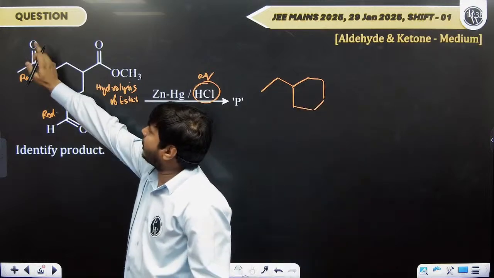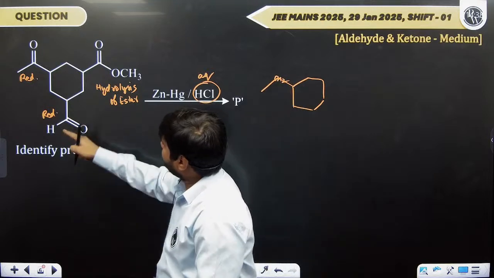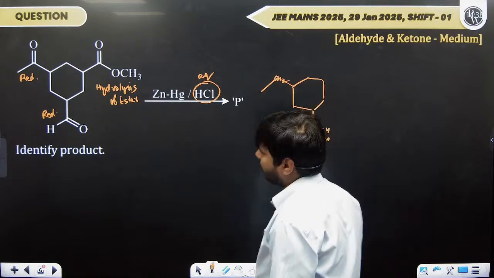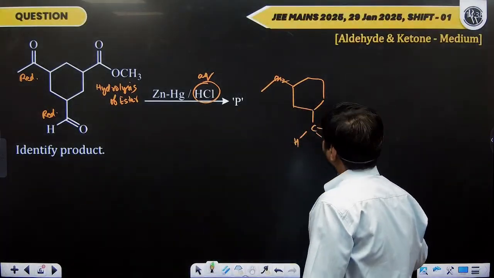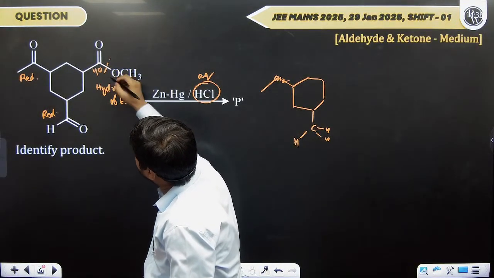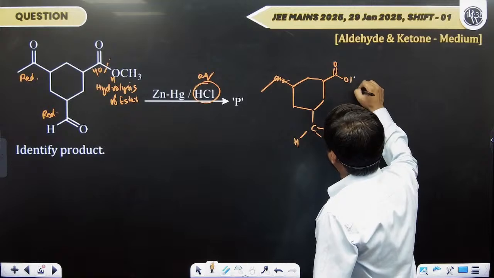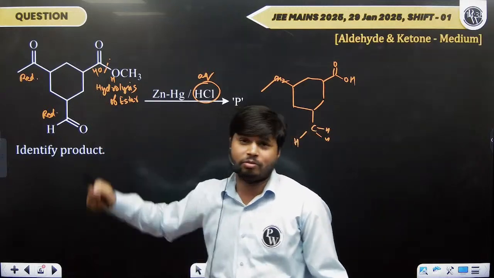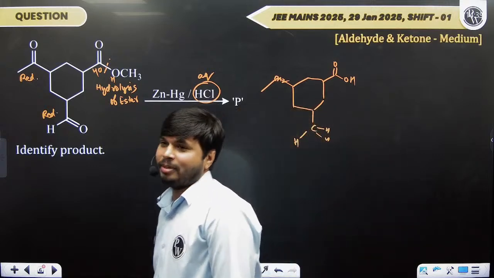So here the reduction will happen. This will be converted into the hydrocarbon CH2. Here, this aldehyde will again be converted into the hydrocarbon. And the hydrolysis of the ester will convert that ester into the carboxylic acid. So here we will be getting the carboxylic acid. Aldehydes and ketones will be reduced into the hydrocarbon, while the ester will be hydrolysed into the carboxylic acid. Again, it is a medium level question.